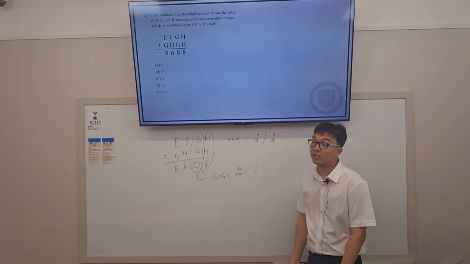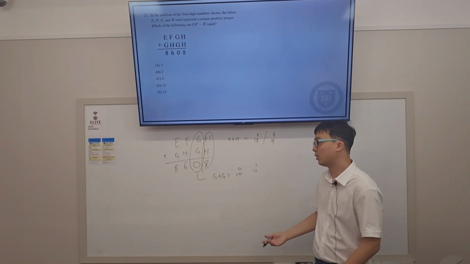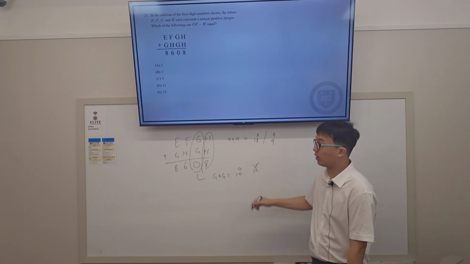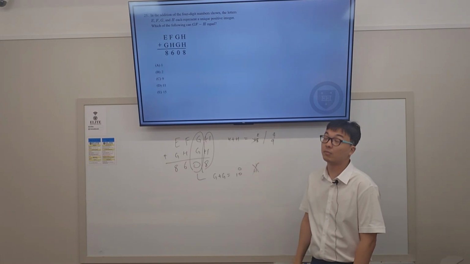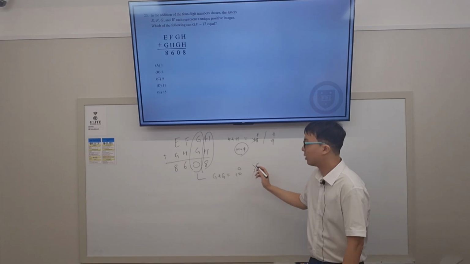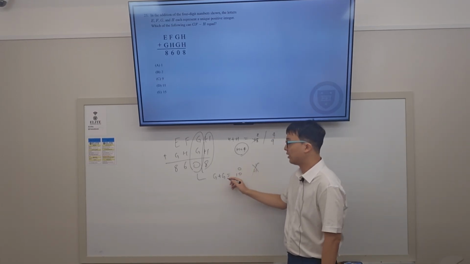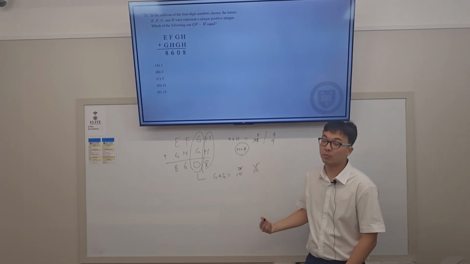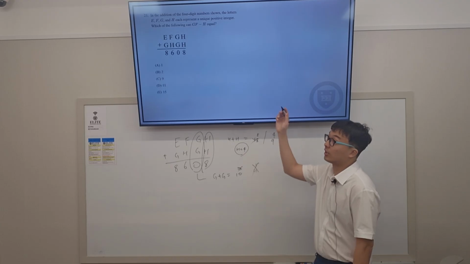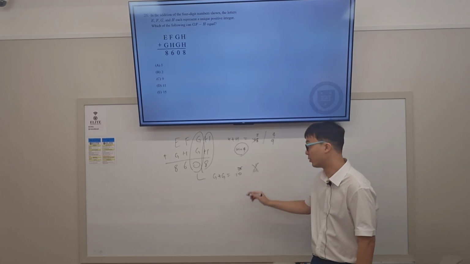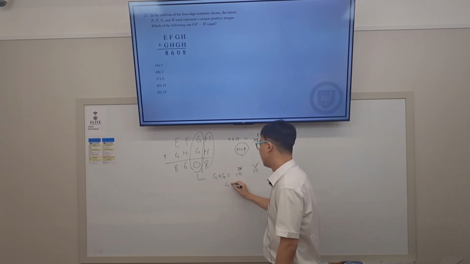However, G is a unique positive integer. Therefore, G plus G must be an even number. So we cannot have 1 or 11. In other words, H plus H cannot be 18. Therefore, H is 4. Coming back here, then G plus G is either 0 or 10. But G plus G cannot be 0. Why? Because we've already established earlier that G is a positive integer, and 0 is not a positive integer. Therefore, G must be 5.